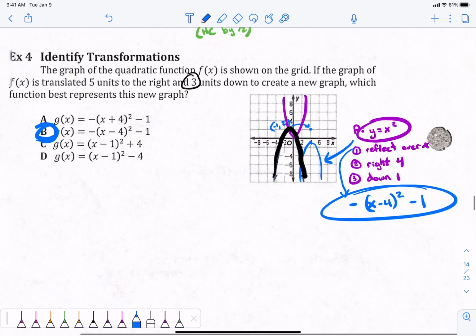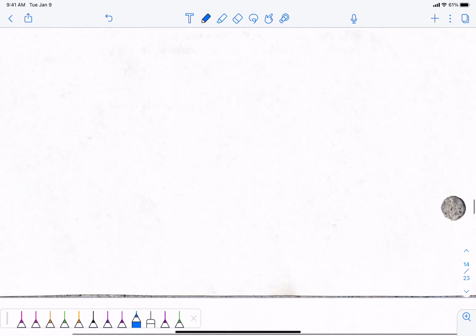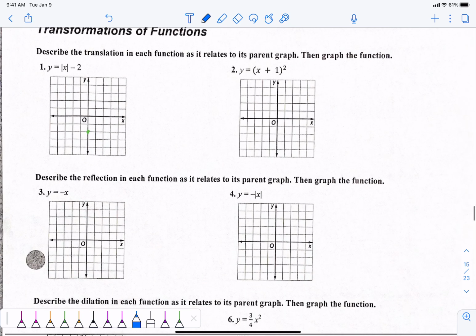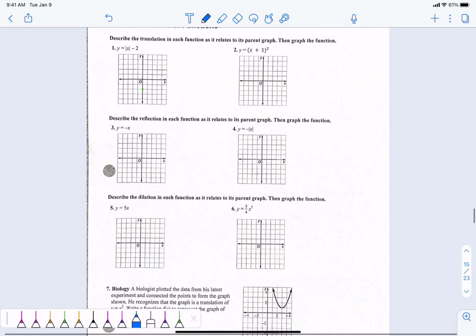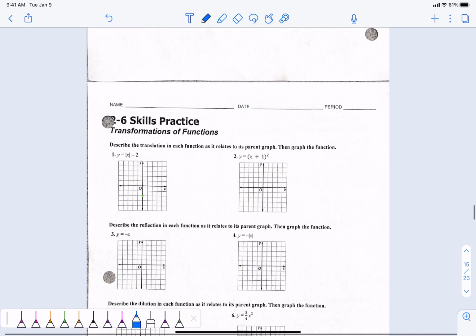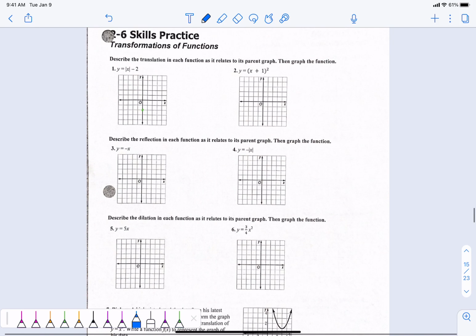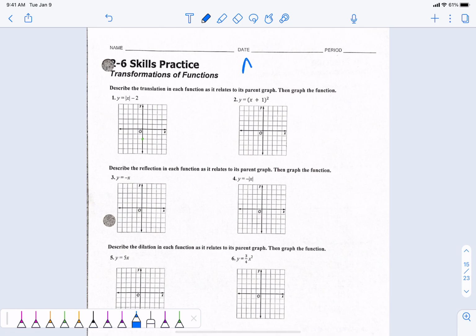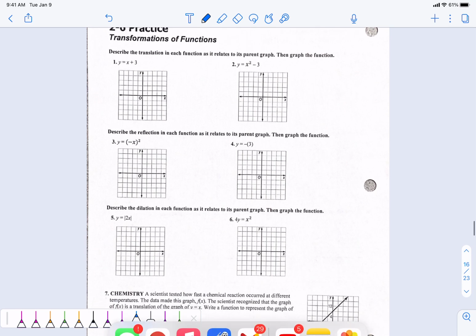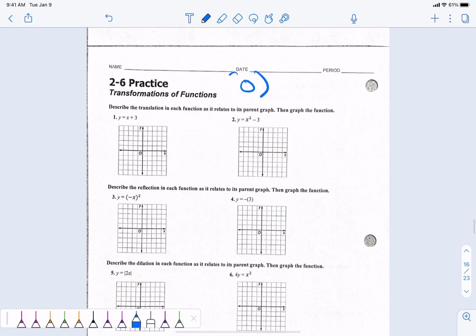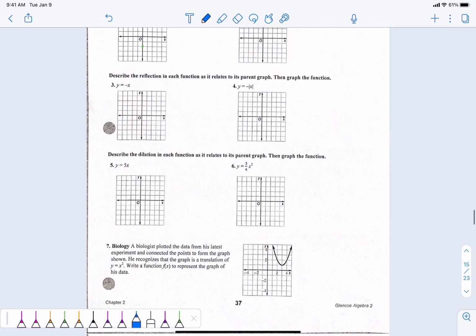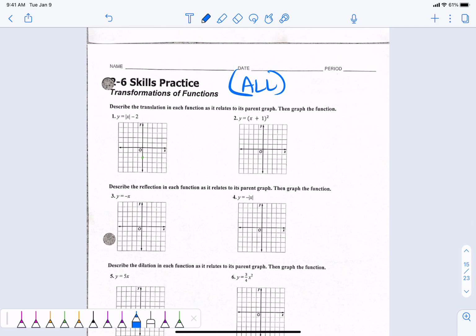Okay. Since I'm still recording, I'm going to go to your homework assignment and explain this real quick so the people who are watching this video can get this. On skills practice, we'll do all of them. On practice, we will just do the odds. Okay, odds on practice, skills practice is all. I'll repeat that again when you guys get your paper.